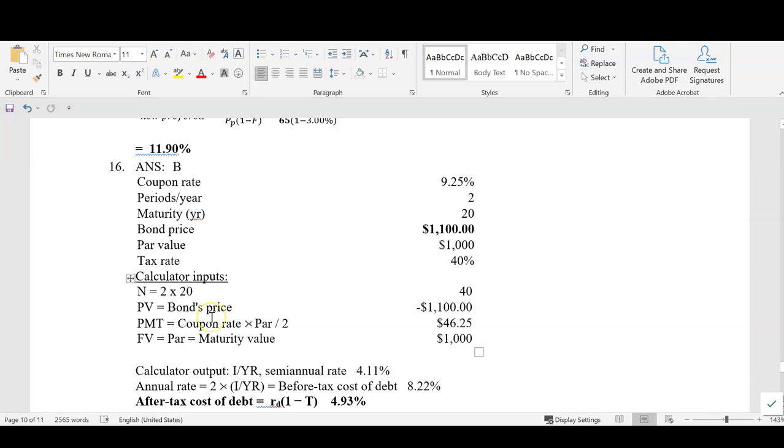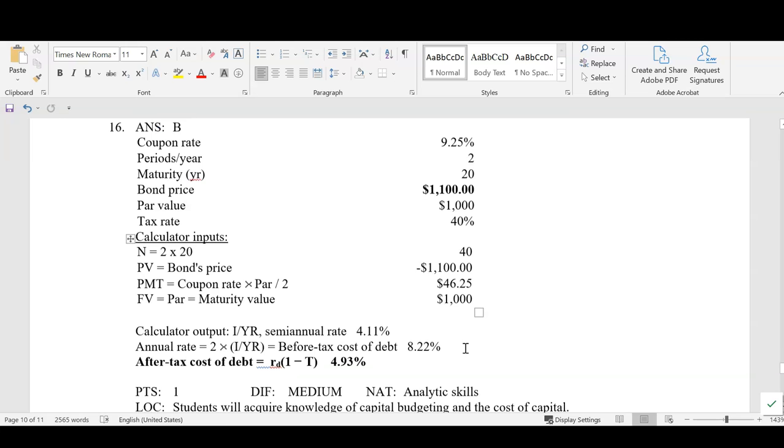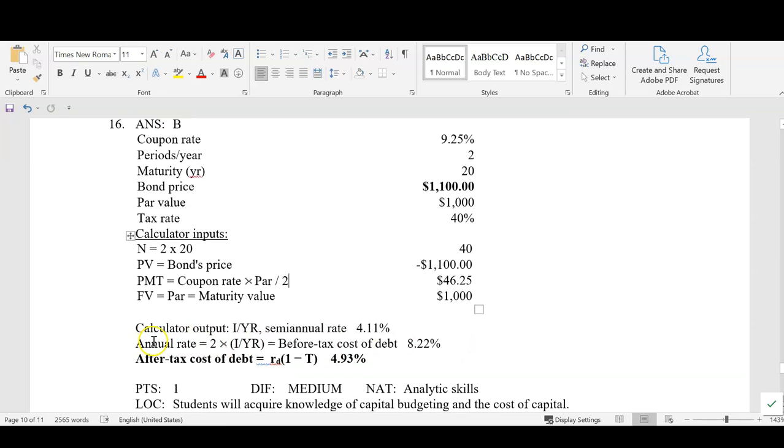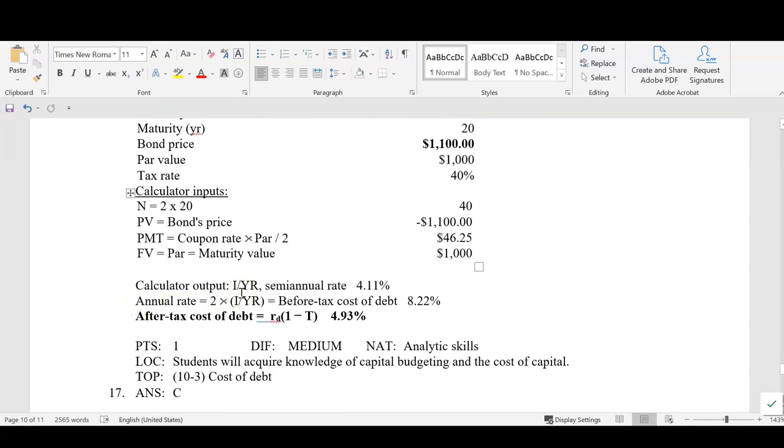Our present value should be the bond price, but it has to be a negative input. We have to input negative 1100 because this is our cost. This is the money you need to pay to purchase the bond today. And our future value should be par value, which is 1,000. After we input these four values, we can compute I/Y. So we know the semi-annual rate is 4.11%, or the semi-annual yield to maturity, or semi-annual cost of debt.